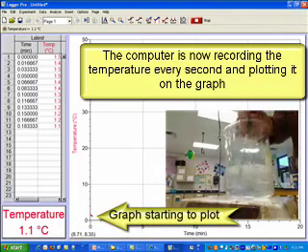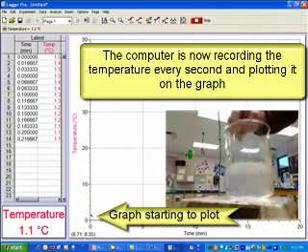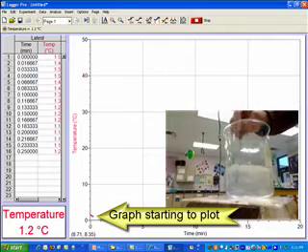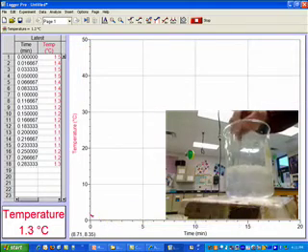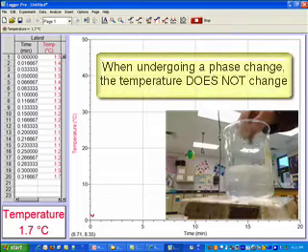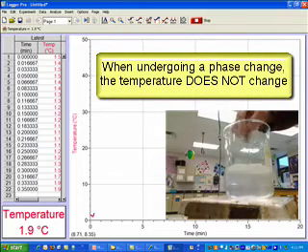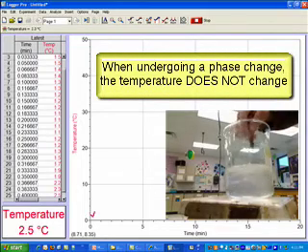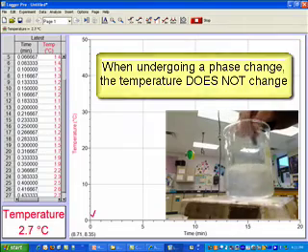I'm going to put it on the hot plate here. Oh, it should get hot really fast now. No, it's actually still going to stay right around where it is. Why? Because when things undergo a phase change, the temperature does not change. Yeah, that's right.